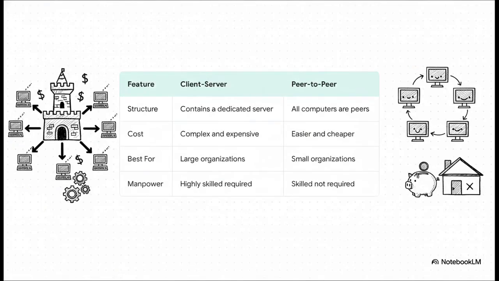So which one do you pick? Well, it really depends on what you need. As you can see here, that client-server model is super powerful and centralized, which is great for a big company. But it's also expensive and complicated to run. Peer-to-peer, on the other hand, is way cheaper and simpler, making it perfect for small groups. But you don't get that centralized control or security.